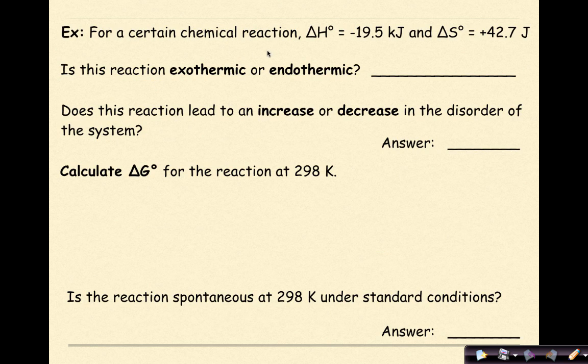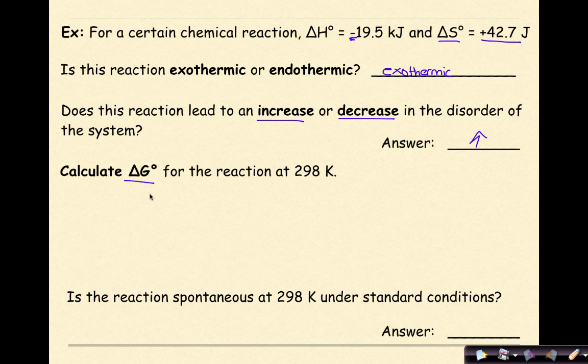For a certain chemical reaction, our change in enthalpy is negative 19.5 kilojoules, and our change in entropy is positive 42.7 joules. Is the reaction exothermic or endothermic? All we need to do is look at our delta H. We see that it is negative. Therefore, this is an exothermic reaction. Does this reaction lead to an increase or decrease in the disorder of the system? Now, we know that if our delta S is positive, that is going to lead to an increase in the disorder in the system. Calculate delta G at standard state for the reaction at 298 K.